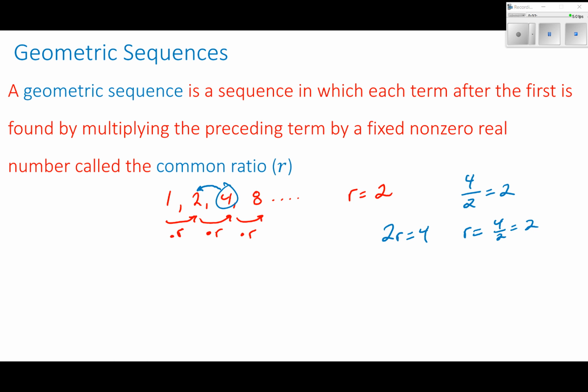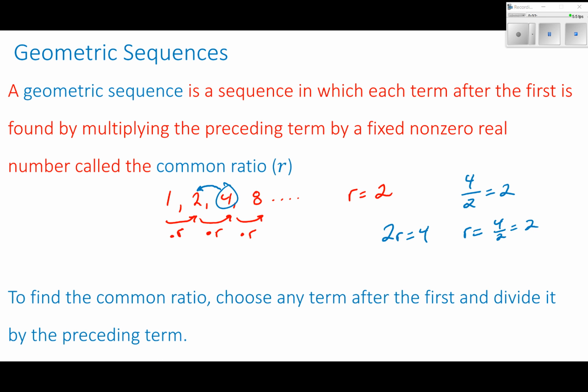So to find that common ratio, choose any term after the first and divide it by that preceding term. If you look at a sequence and you're not sure right away what it's going to be, because maybe the common ratio might be 3.75, well, when there are decimal values like that, it makes it harder to recognize right away. Simply pick out 2 terms, take the term on the right, divide it by the term on the left. That will give you your common ratio.